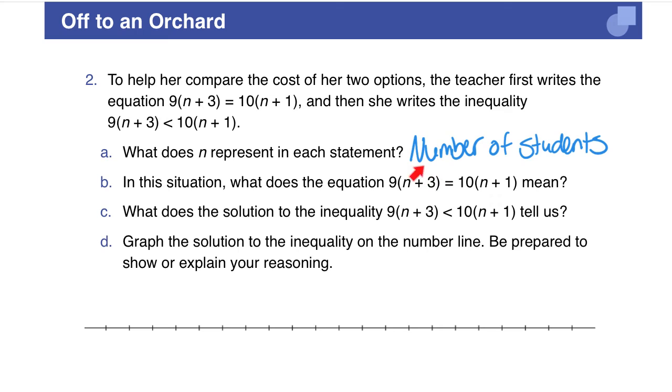Well, it's telling us at what number of students would the cost of the two apple orchards be equal, because this side is Apple Orchard A and this side is Apple Orchard B. And then C is telling us when would Apple Orchard A be less expensive, or less than Apple Orchard B.